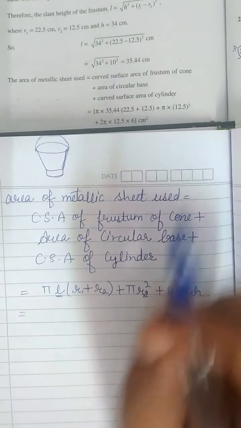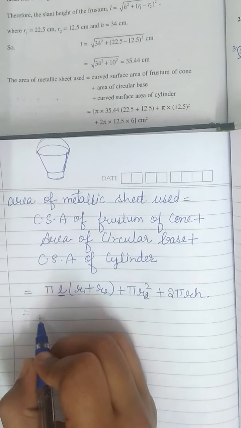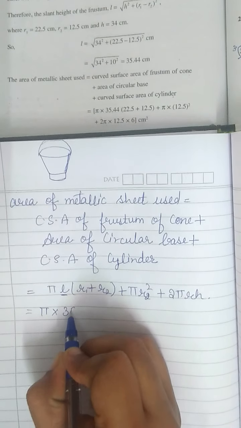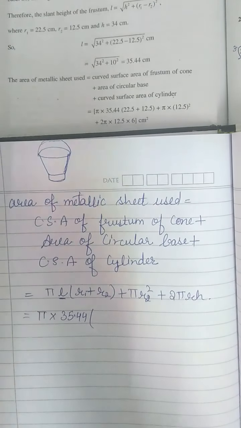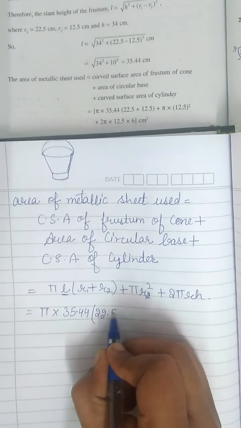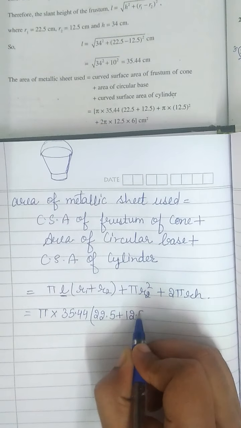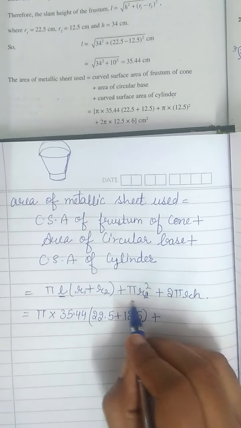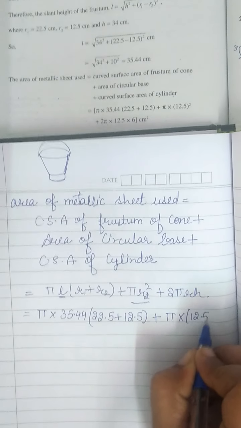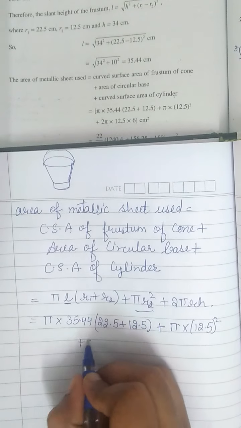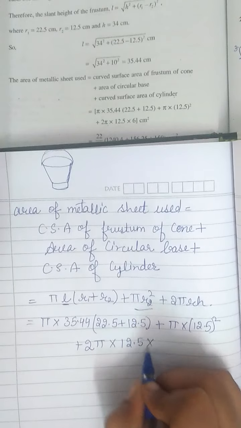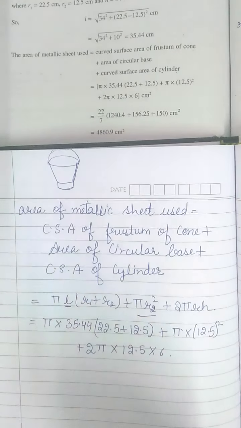Okay, so now we put the values here. Pi into l is 35.44, and r1 is given, that is 22.5, plus r2 is 12.5, plus, now we put the values, pi into 12.5 square plus 2 pi into 12.5, which is the radius, into height. So now we solve it.